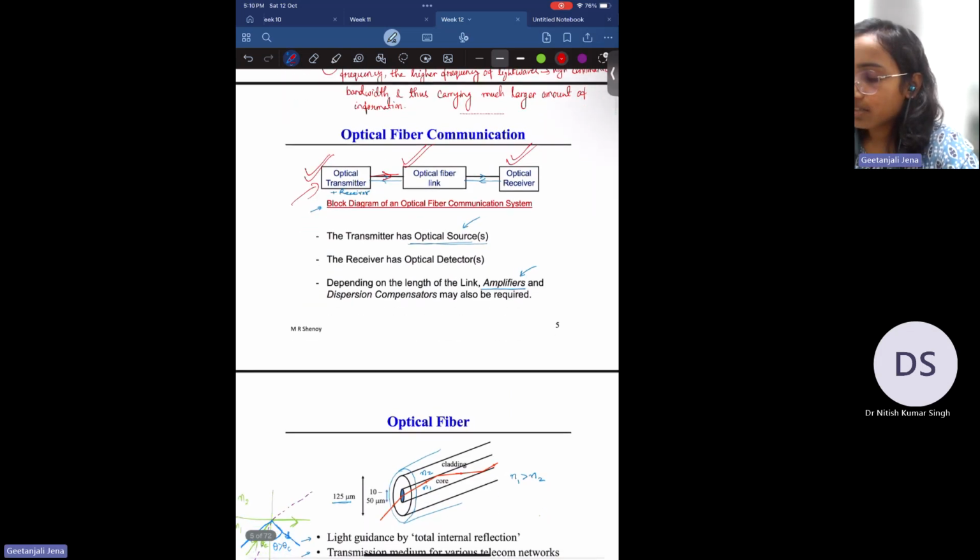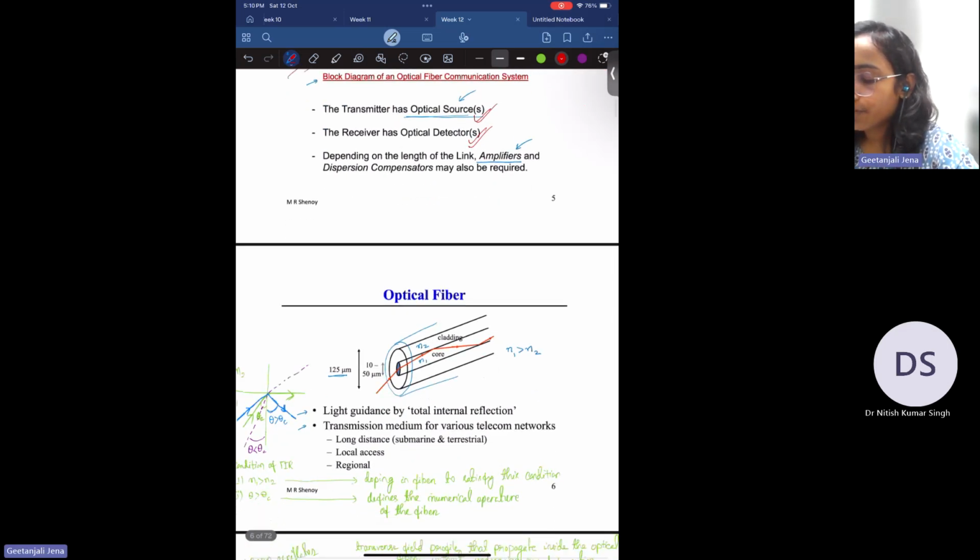As I have said, the transmitter has optical sources and the receiver has optical detectors. Depending on the length of the link, various optical components like amplifiers and dispersion compensators may be required to retrieve the signal that is propagating through this optical fiber link.